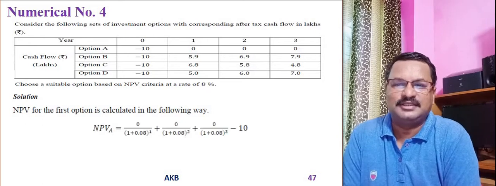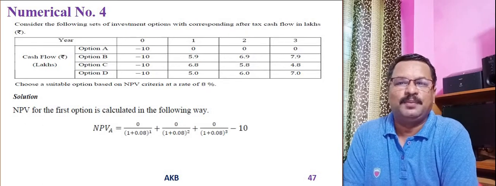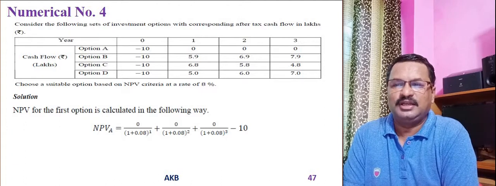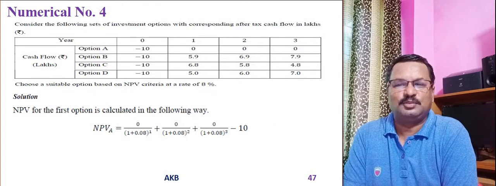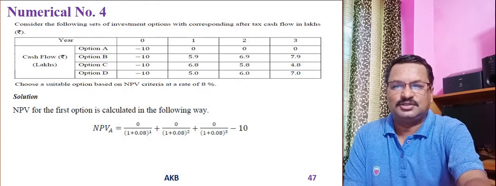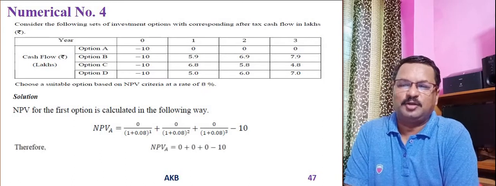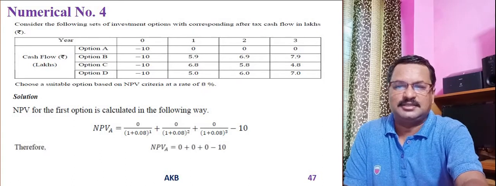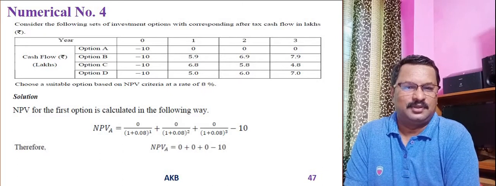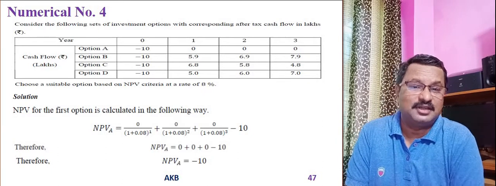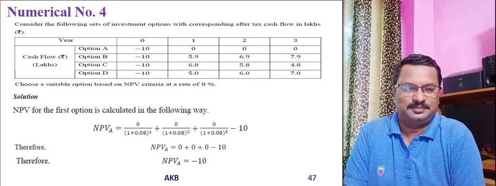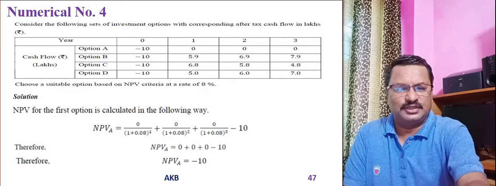So it will be given by this formula. Since for option A, the cash flow for each of the year is 0, accordingly it will be 0 upon 1 plus 0.08 raised to 1 plus 0 upon 1 plus 0.08 raised to 2 plus 0 upon 1 plus 0.08 raised to 3 minus 10. So ultimately you will get the net present value for option A as minus 10. Right away we can say that you cannot select this option because the net present value of the project is a negative number. Okay, let us check for the second option.